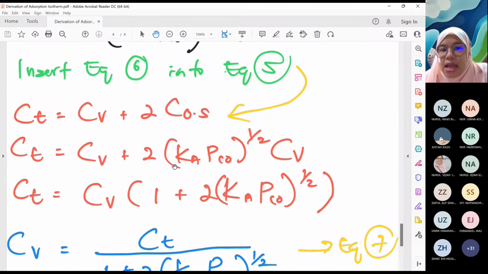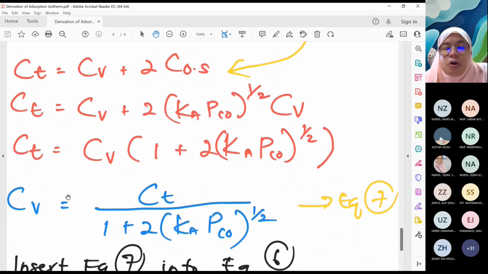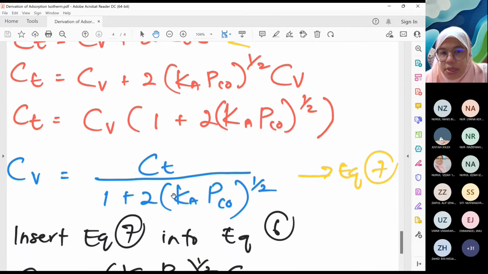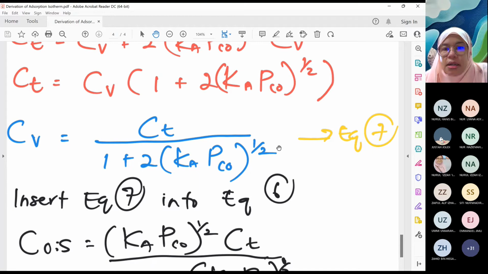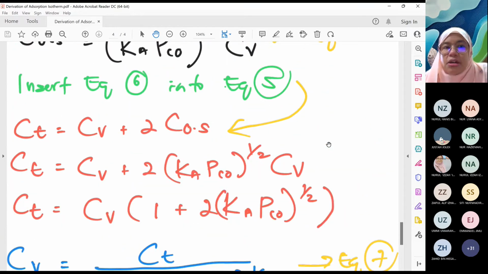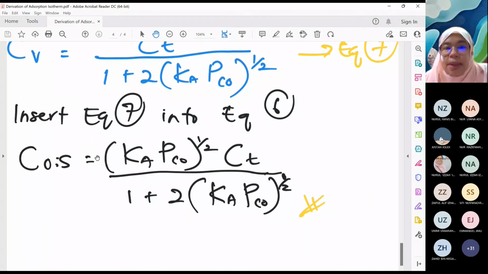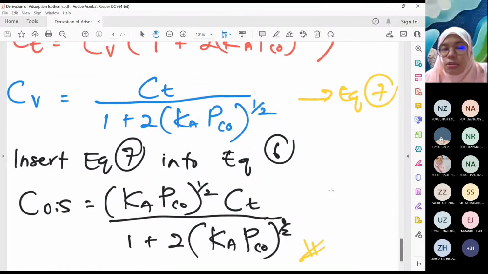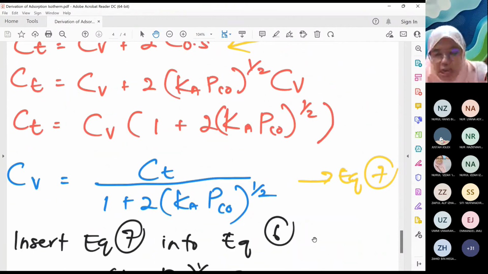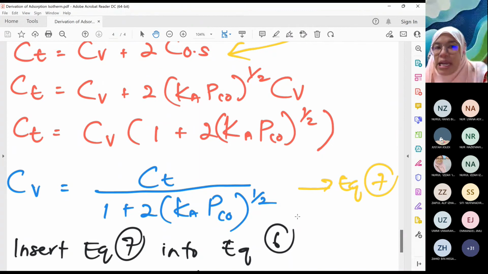After that, rearrange for C_V, and then we get a new equation for C_V. Insert it back into the adsorption isotherm of O equation, and we get the final equation. So you need to understand step by step how we can solve the adsorption isotherm, because later it becomes more complicated than this when you derive the overall rate law equation.